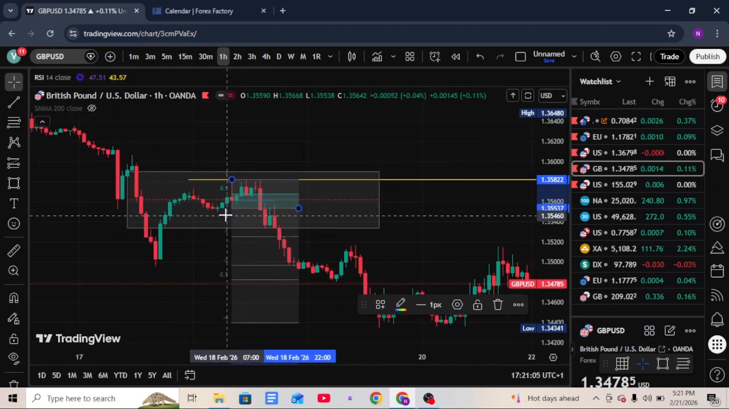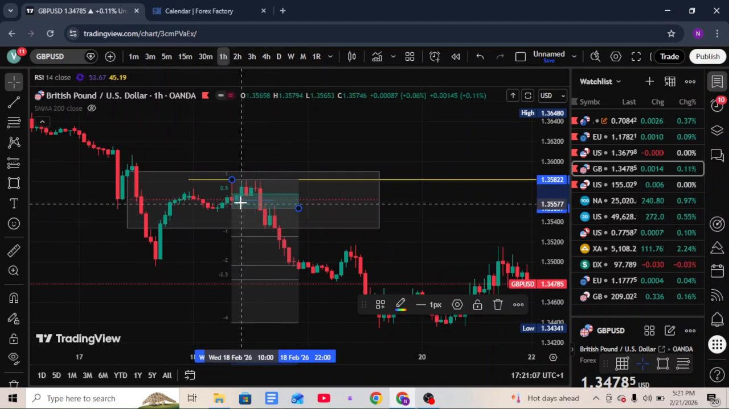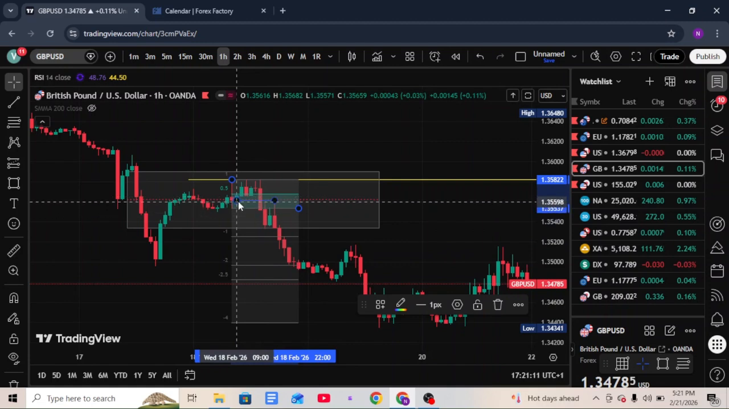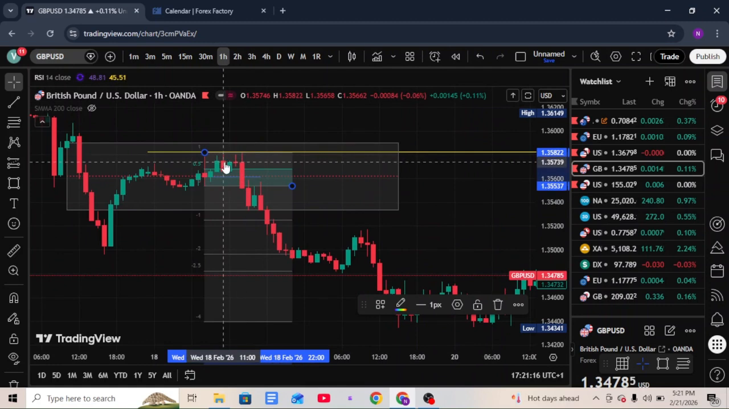So look at this. We had a change state of delivery, break of structure right here. Can you see what I'm showing you? Prior to that move, this is the ISO. Remember, not this, not this. It was the ISO.